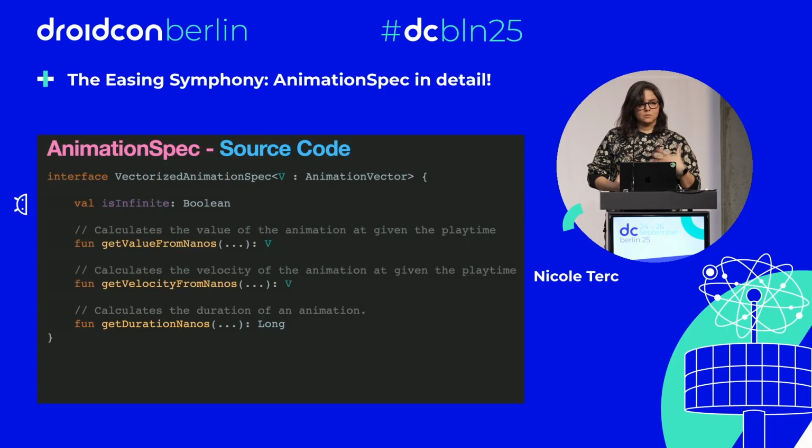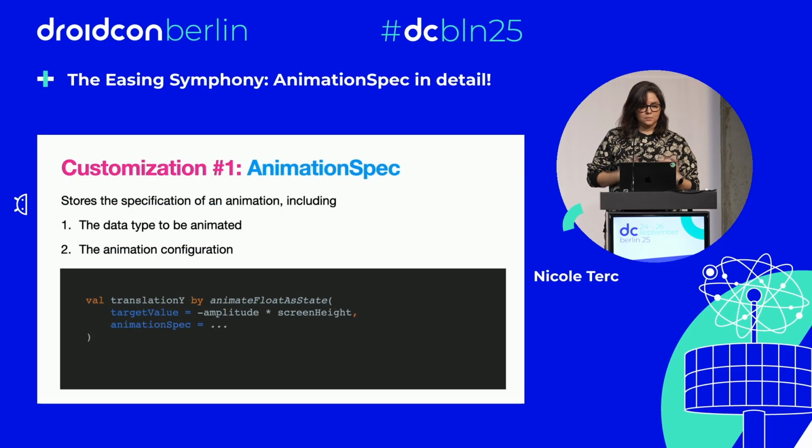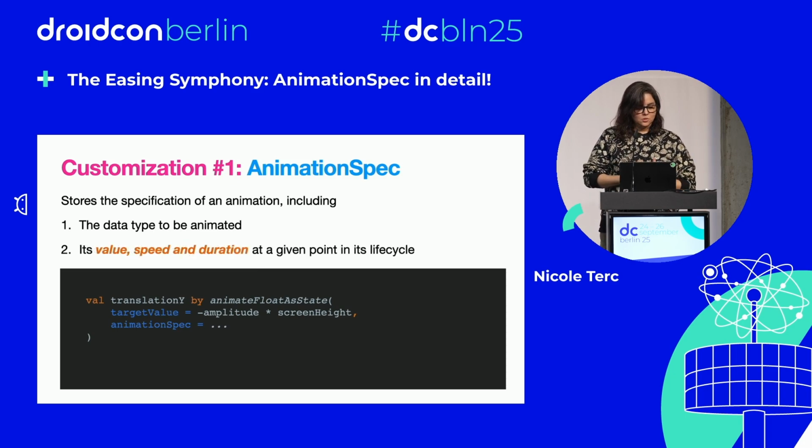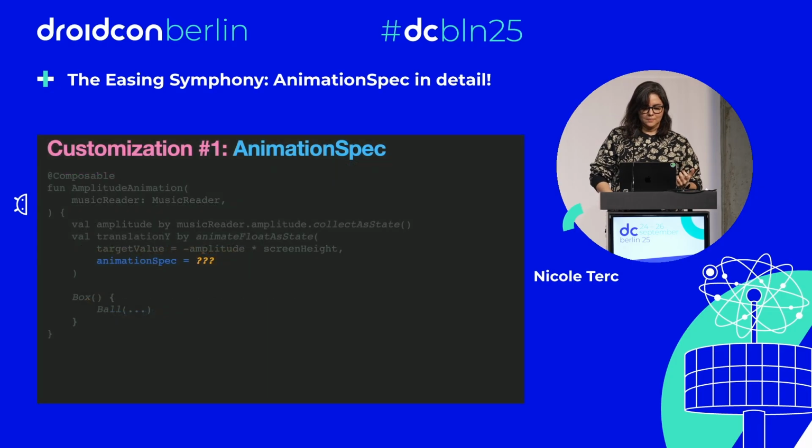I think with this, we can go back again to our definition and update it a little bit. We can change it and say that AnimationSpec is going to contain the data type to be animated, and also it's going to have information about the value, speed, and duration at a given point in its life cycle. A bit better, but let's take a look at how we actually use this AnimationSpec, right? If we go back to our customization AnimationSpec visualizer, the only thing we need to do is, inside this AnimationSpec property, we're going to create one.